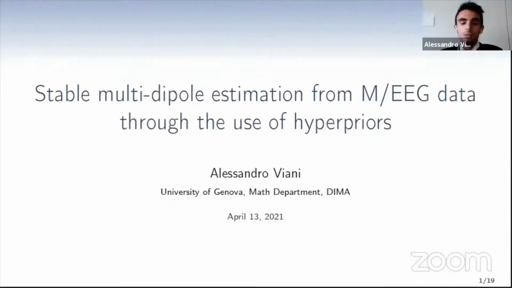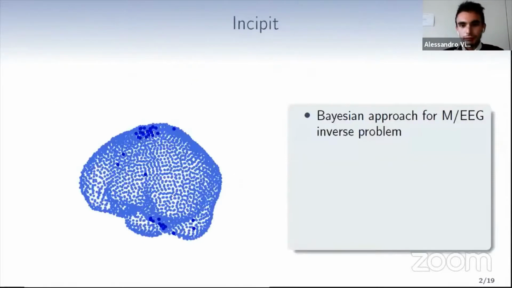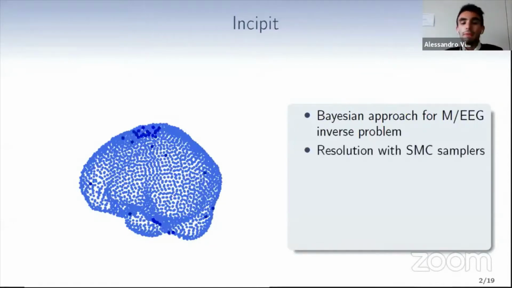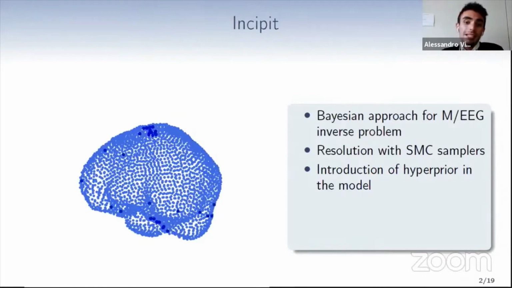Hello, everyone. What I'm talking about today is the resolution of the MEG inverse problem using a full Bayesian approach. And the resolution of the problem will be done with a particular algorithm, a particular Monte Carlo algorithm belonging to the class of sequential Monte Carlo. And the aim here is to make the problem independent from some a priori parameter by the introduction of an hyperprior in the model.